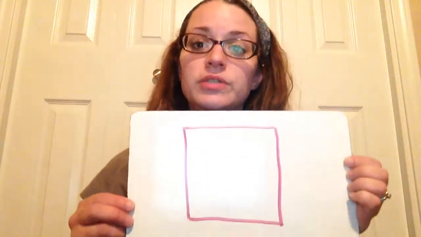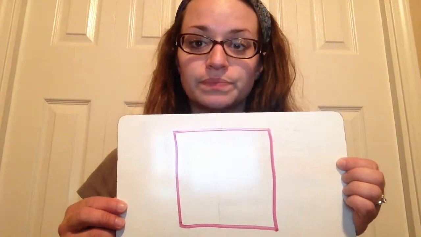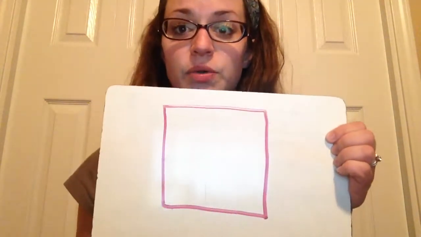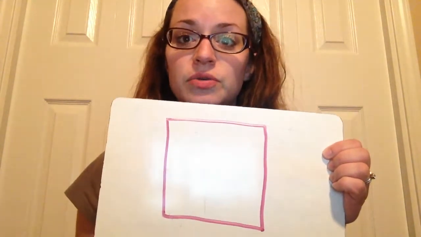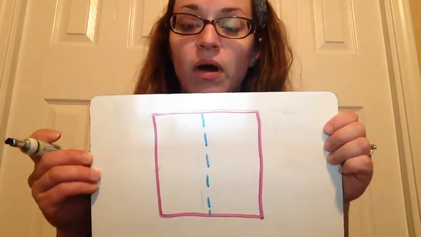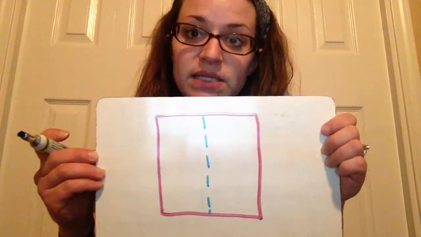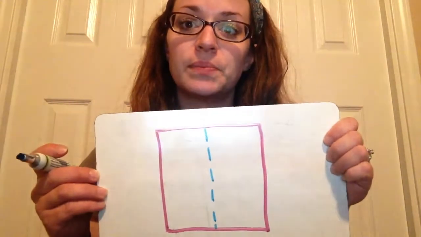Okay, so I want you to imagine a square just like this one I had drawn out for you. Now we're going to take this square and divide it up into two parts. These two parts are called halves. Can you think of another way to divide it up into more parts?